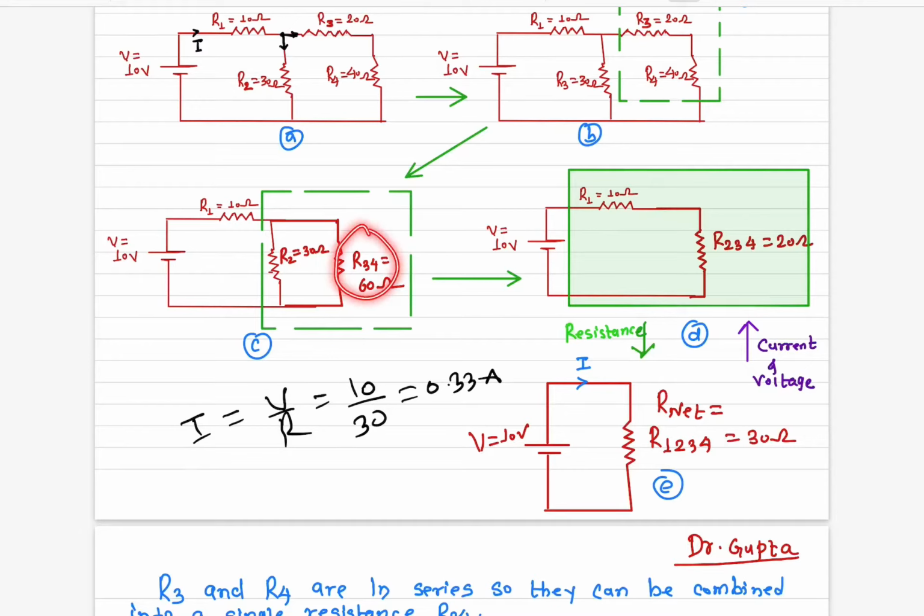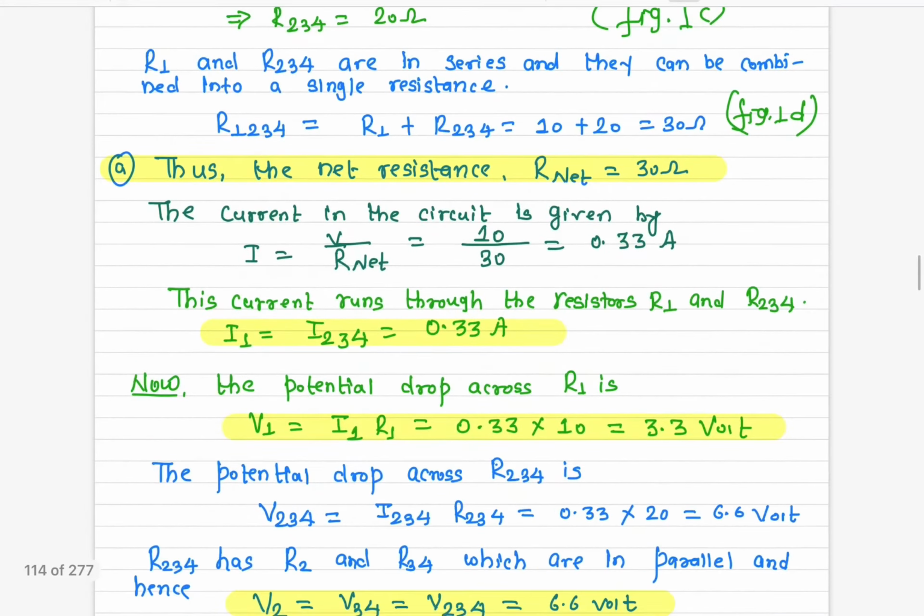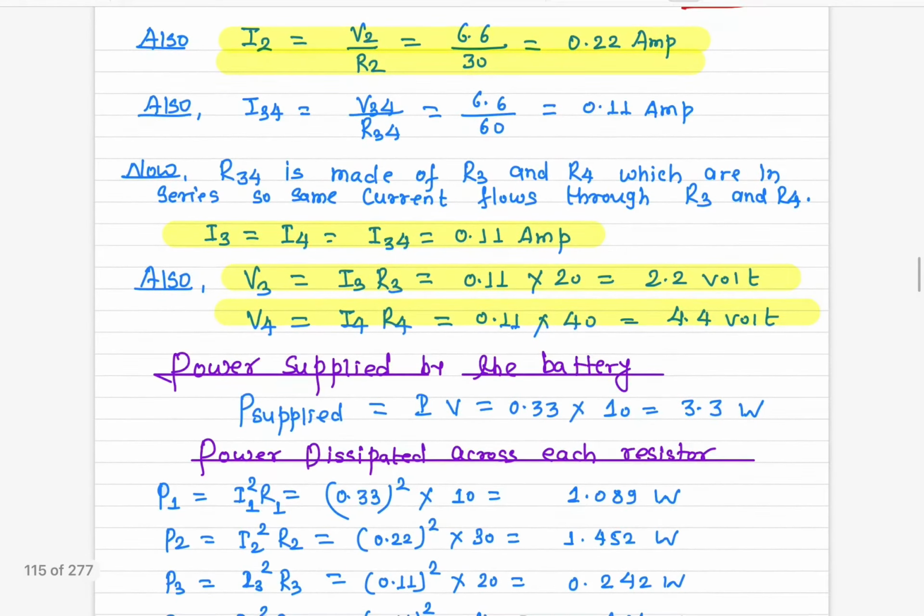R34 is made of two resistors, R3 and R4, and we know how much current is passing through this combination. Whatever current is passing through this combination, the same current has to pass through R3 and R4, because R34 is made of these two resistors in series. So I3 must be equal to I4, which is already calculated as 0.11 ampere.